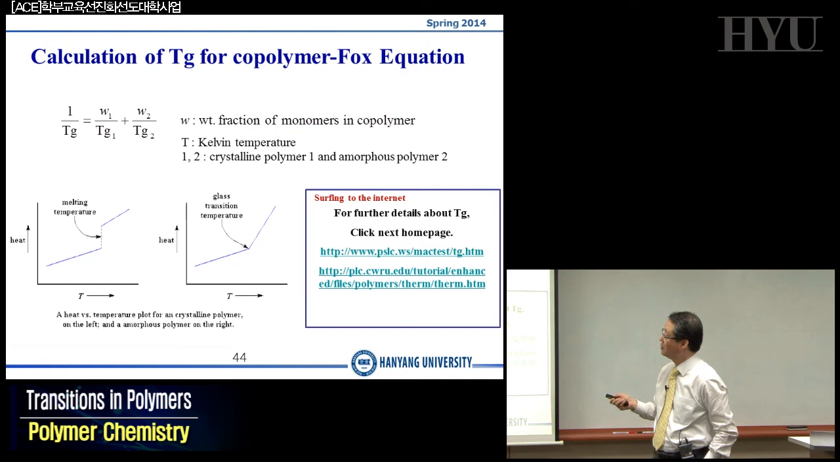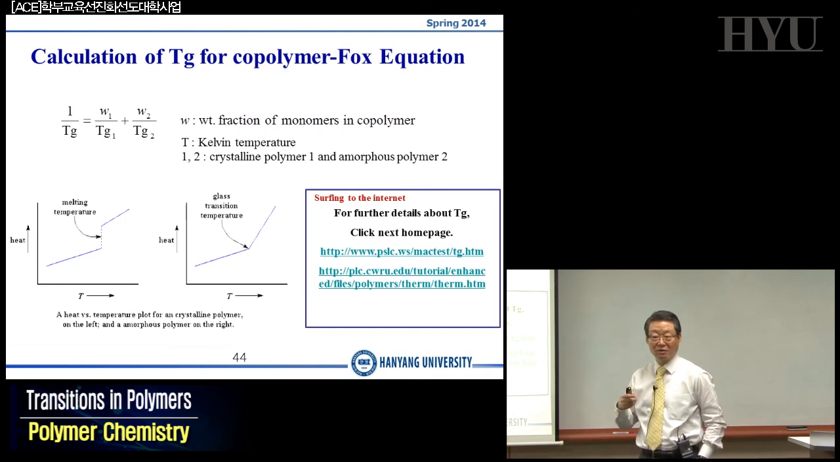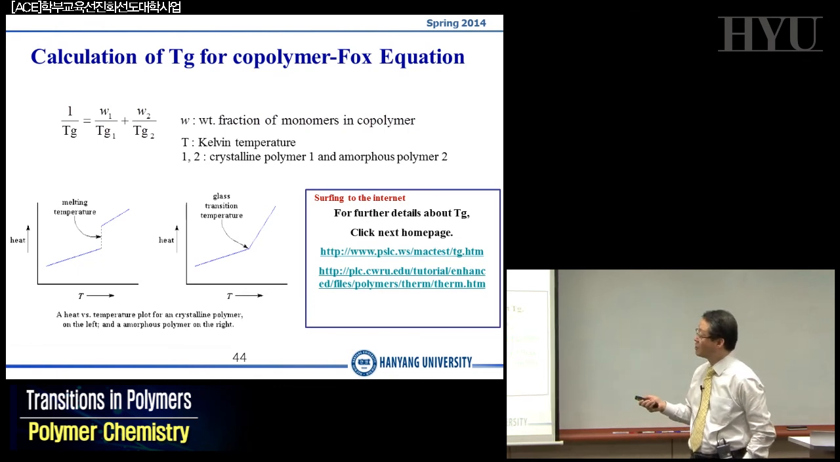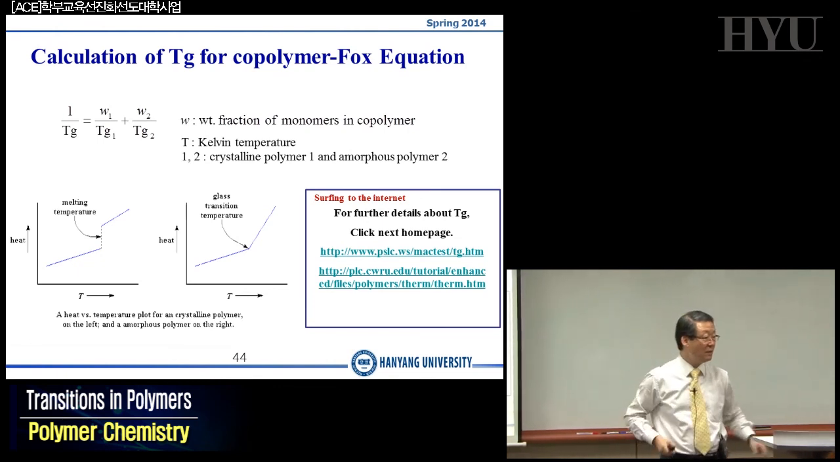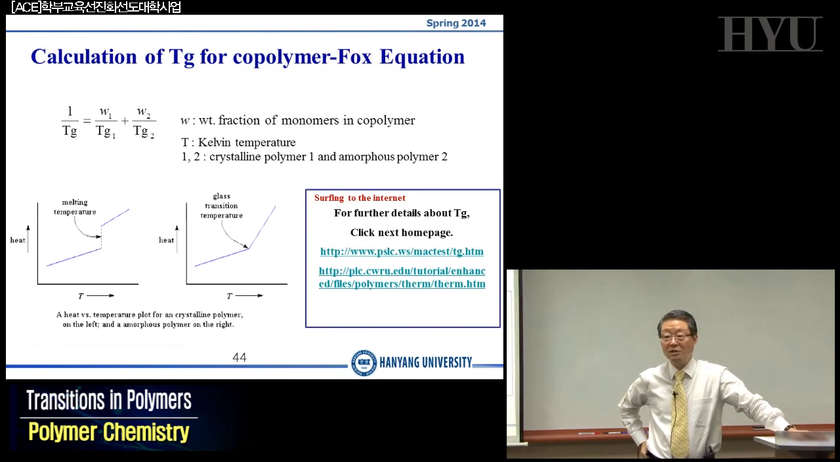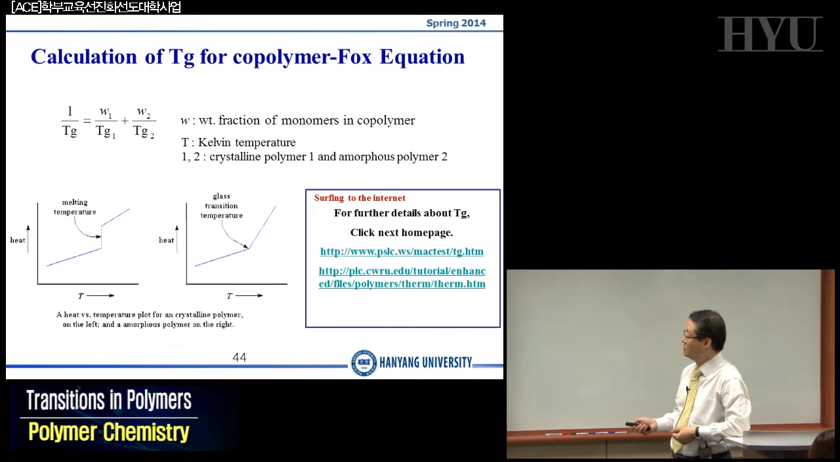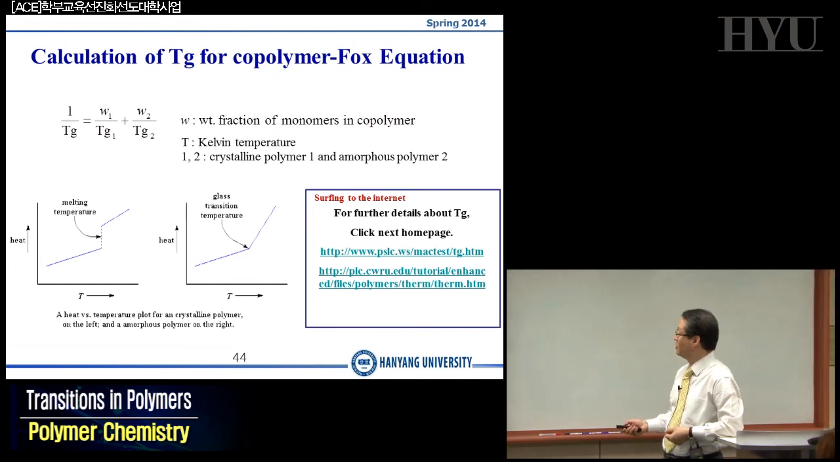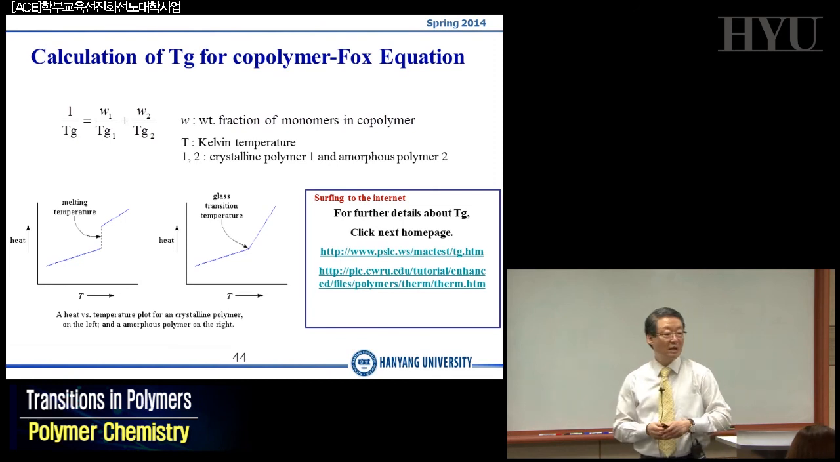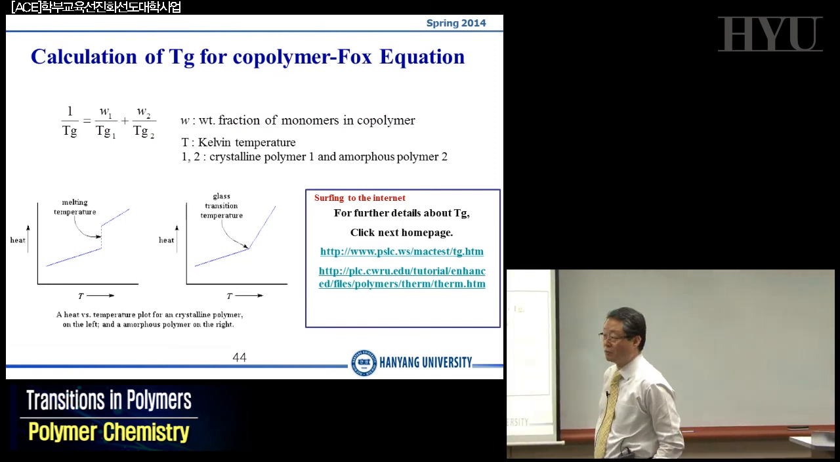This T should be in Kelvin temperature rather than Celsius or Fahrenheit. If you put in Celsius or Fahrenheit, you have a different number. You'll end up with different numbers for the polymers. Please convert. If you are given Tg1 in Celsius, you have to convert it into Kelvin temperature. Okay, I think you can use Tg and Tm. So this is all that I can say about chapter 7, about the transitions of the polymers.